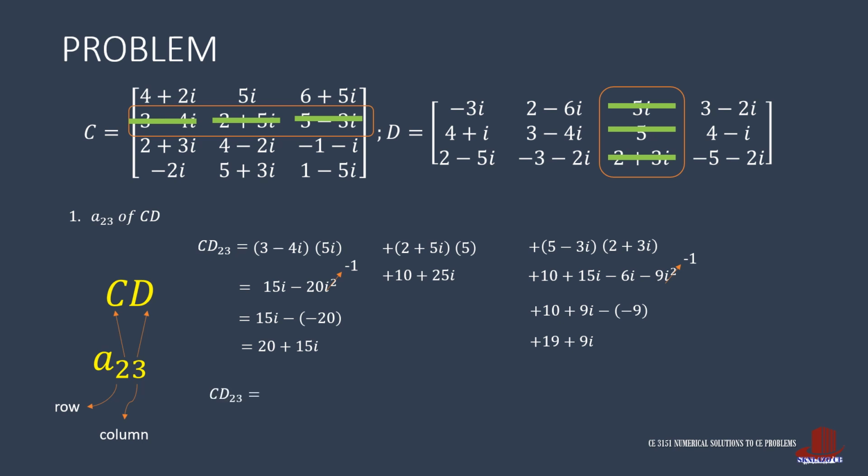With all the three terms simplified, we take element 2, 3 of matrix CD as 20 plus 15i plus 10 plus 25i, then add 19 plus 9i. Take all the real numbers and also the imaginary numbers to come up with 49 plus 49i.